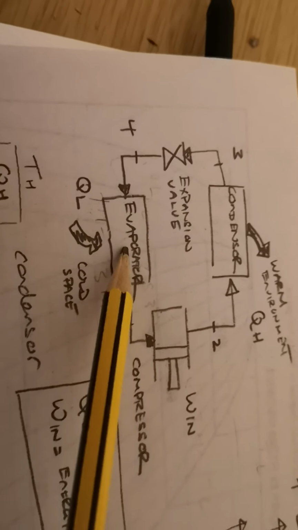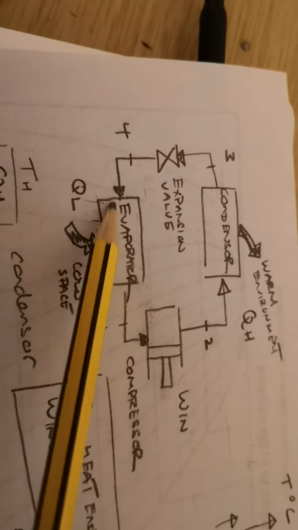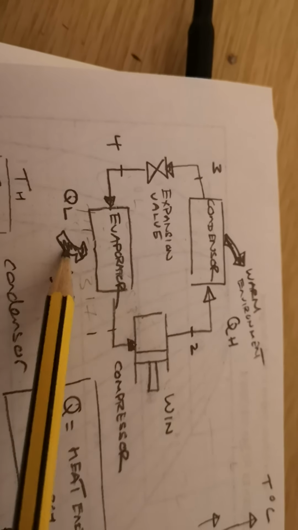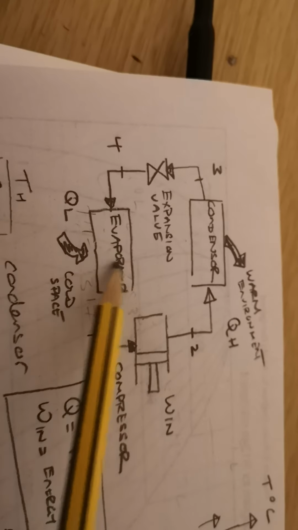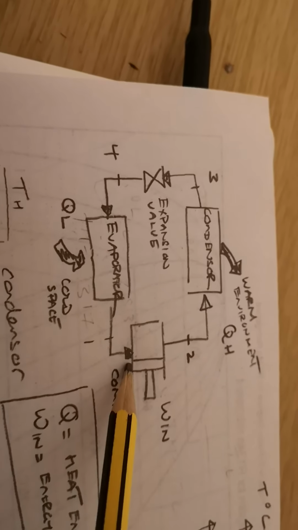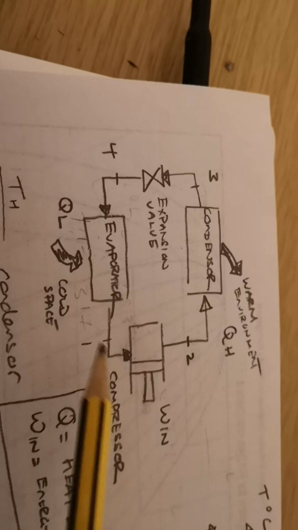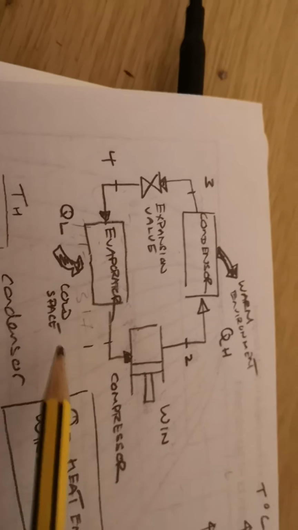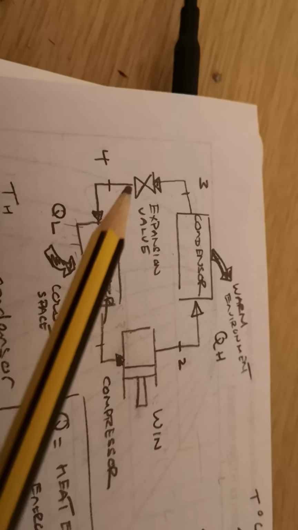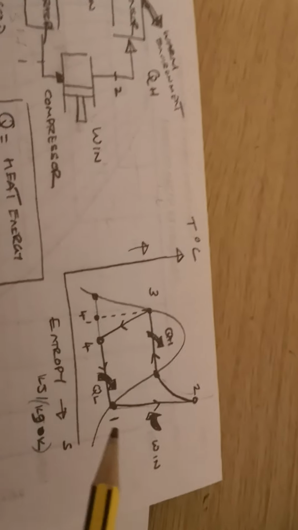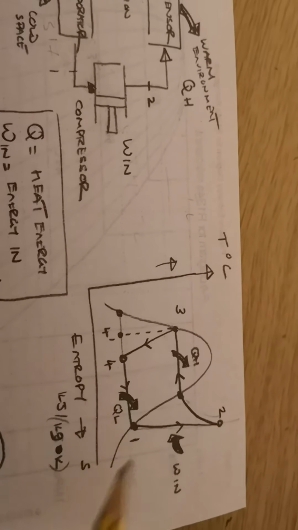Now that picks up heat, because it's cold going in here, but the heat from the food inside the refrigerator is picked up by the liquid. So the liquid actually gets warmer and warmer until it gets to here. Now, when it gets to here, a stage happens. Let's find out what happens here. Let's see what happens between 4 and 1 first of all. Go to here, 4 and 1.